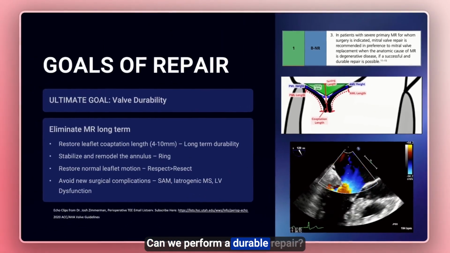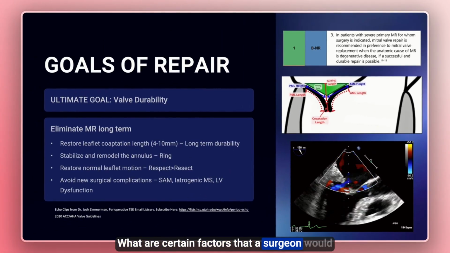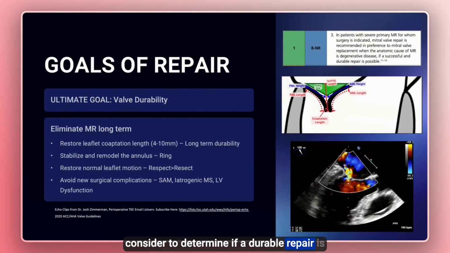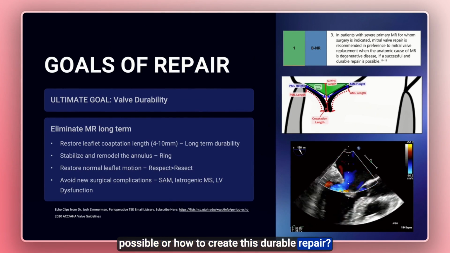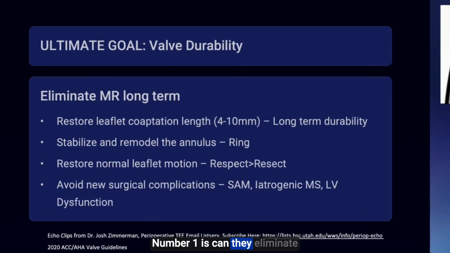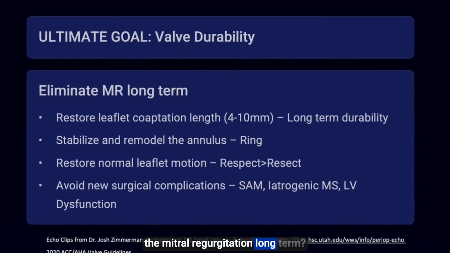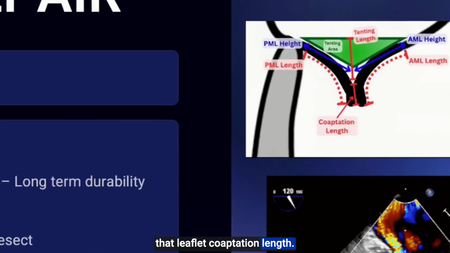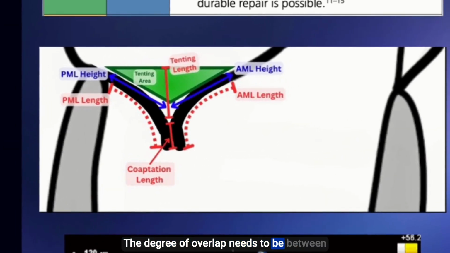Can we perform a durable repair? What are certain factors that a surgeon would consider to determine if a durable repair is possible or how to create this durable repair? Number 1 is, can they eliminate the mitral regurgitation long term? This is performed by restoring that leaflet coaptation length. The degree of overlap needs to be between 4 and 10 millimeters after the surgery.